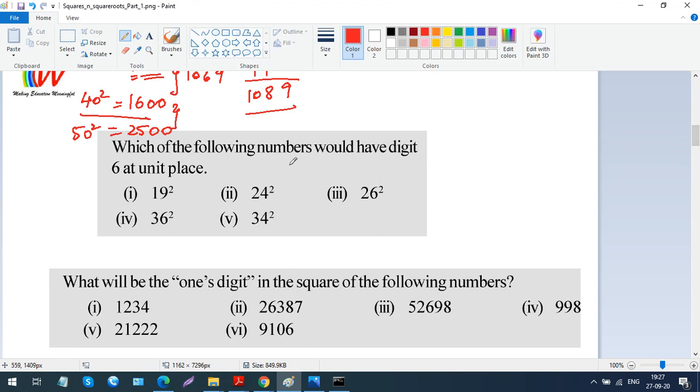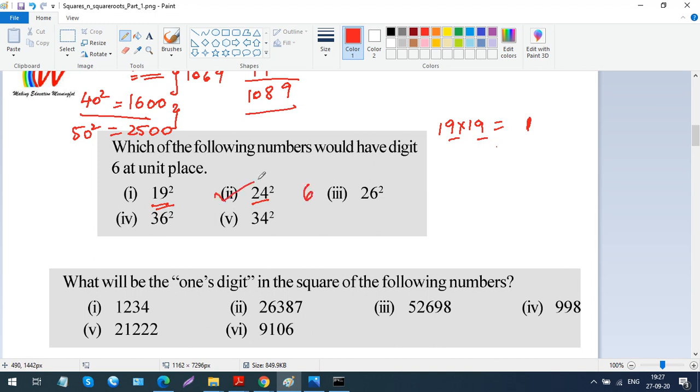Which of the following numbers would have digit 6 at unit place? See, 19 square. If you multiply 19 twice, the ones place is going to be 9 nines are 81. It's going to give you 1 at the units place. 24 is going to give you 4 4s are 16, 6 at the units place.